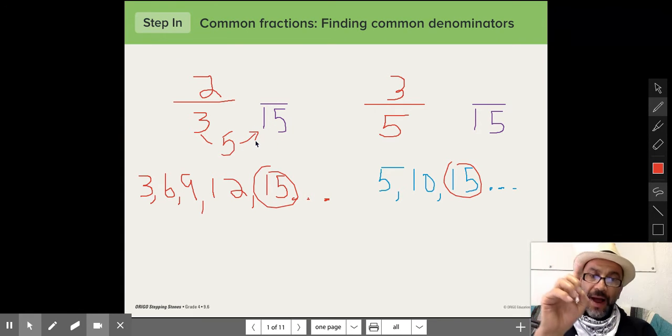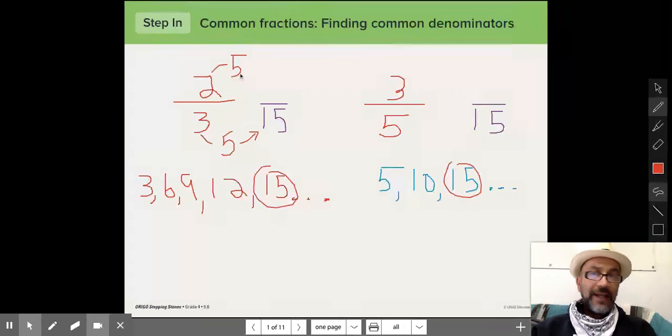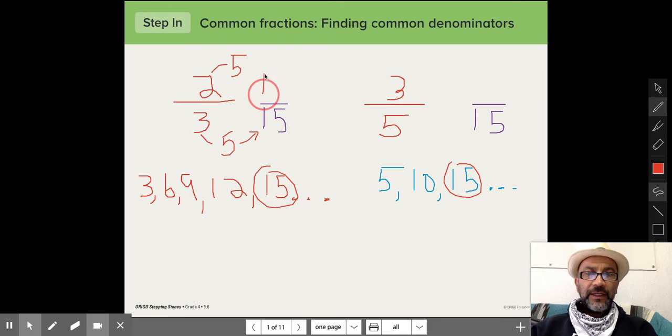Remember, whatever you do to the bottom, you do to the top. So 2 times 5, because we're multiplying by 1. 5 fives is 1, right? So whatever I do to the bottom, I do to the top. 5 times 2 is 10. Now, these two fractions are equal. 2/3 is the same as 10/15.